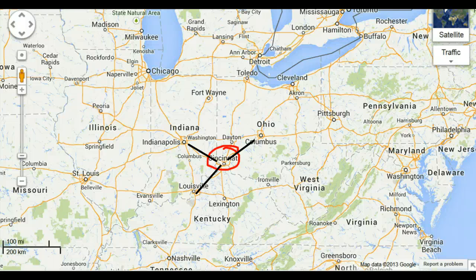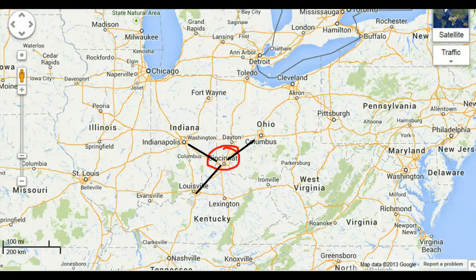Now, it doesn't mean they're in the same direction. In fact, they're in different directions. Indianapolis is up to the northwest, Louisville is down to the southwest, and Columbus is up to the northeast. But the point is that they are all fairly similar distances away from Cincinnati.